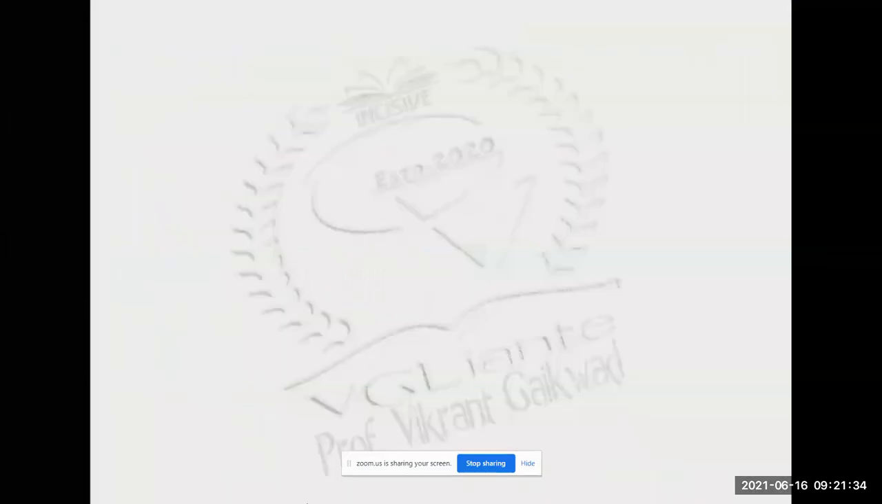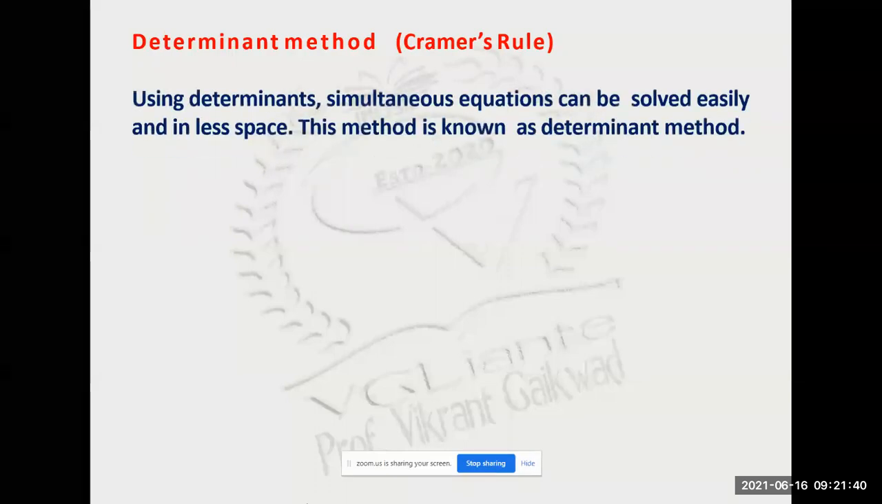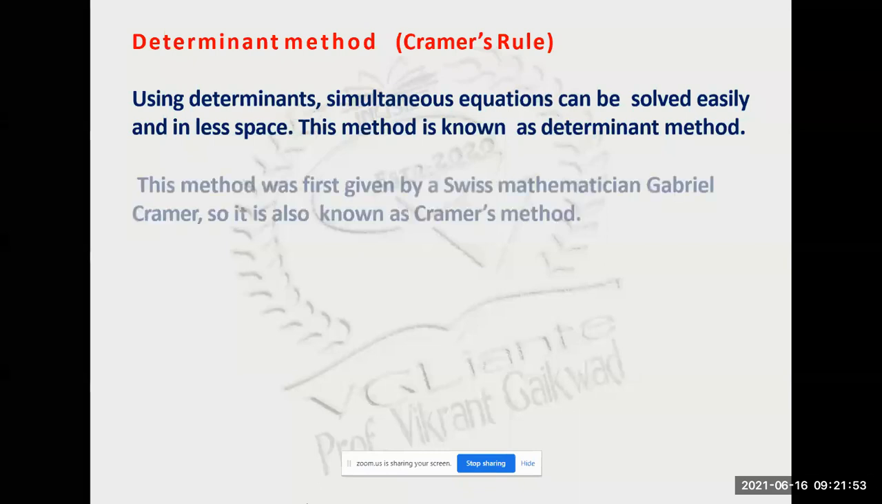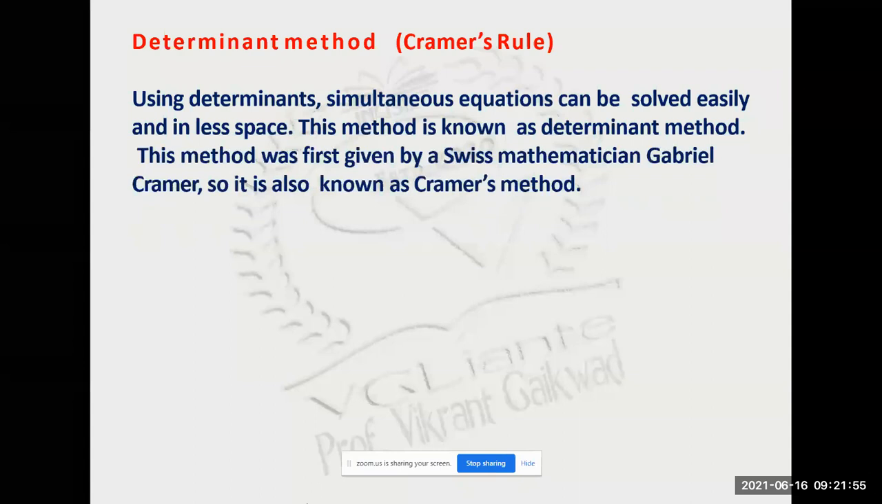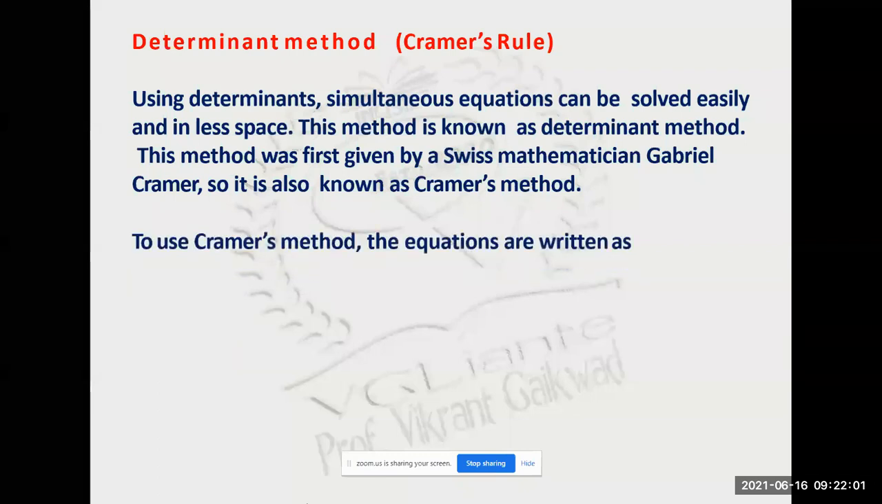Now this method is called the elimination method. Next is the determinant method, Cramer's rule. Using determinants, simultaneous equations can be solved easily and in less space. This method is known as the determinant method. It is a very important method. This method was first given by the Swiss mathematician Gabriel Cramer, so it is known as Cramer's method.